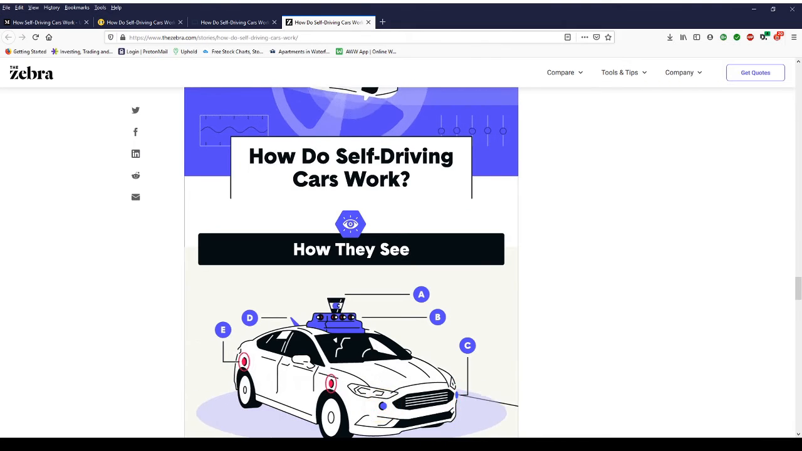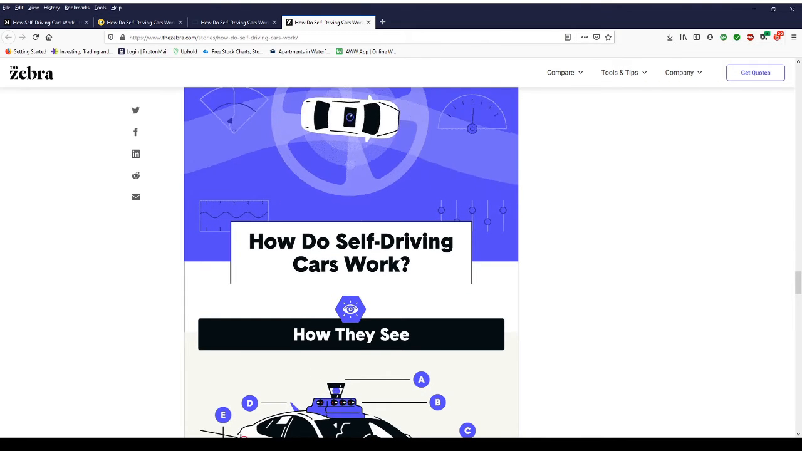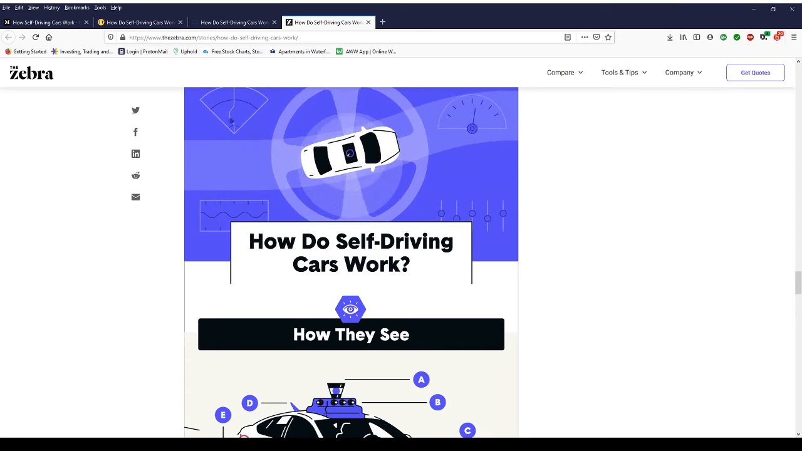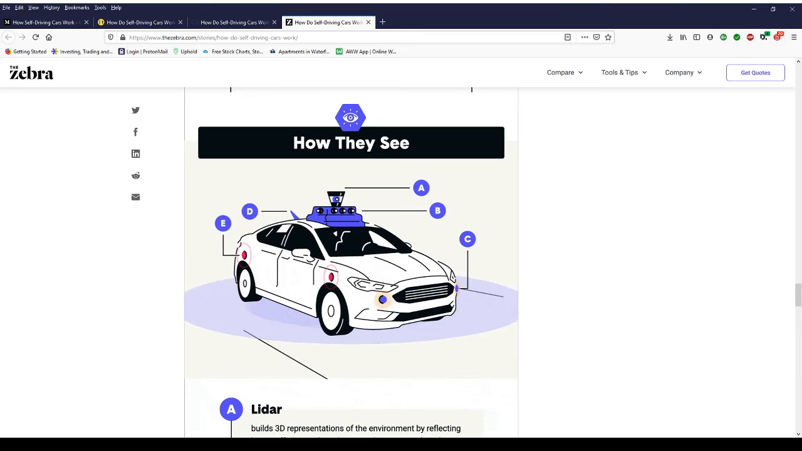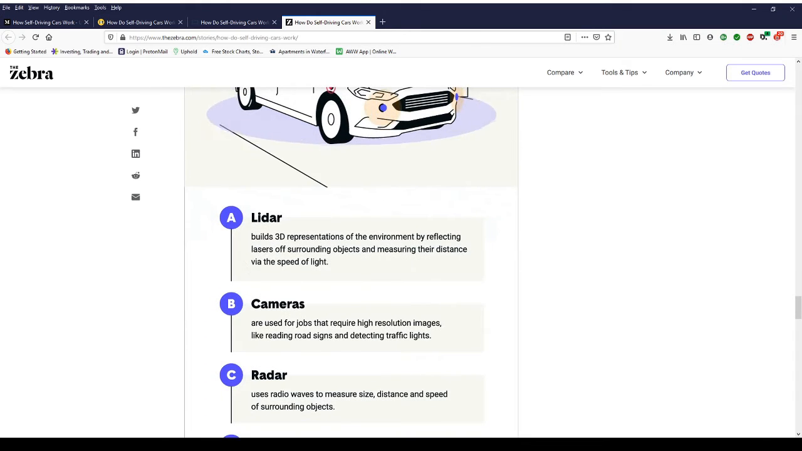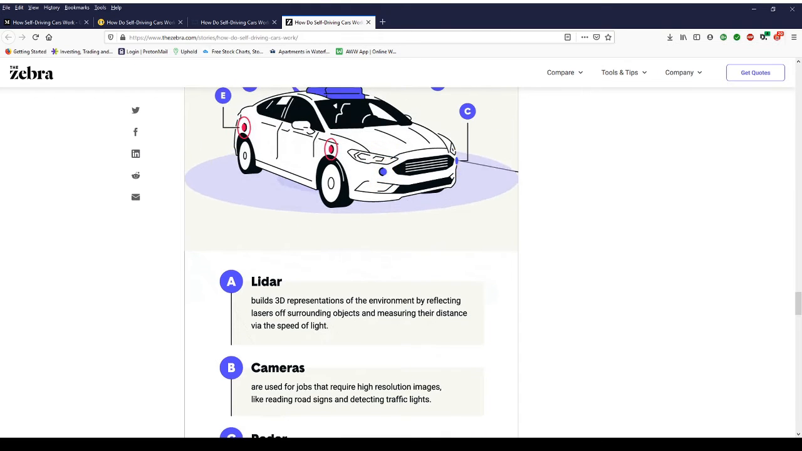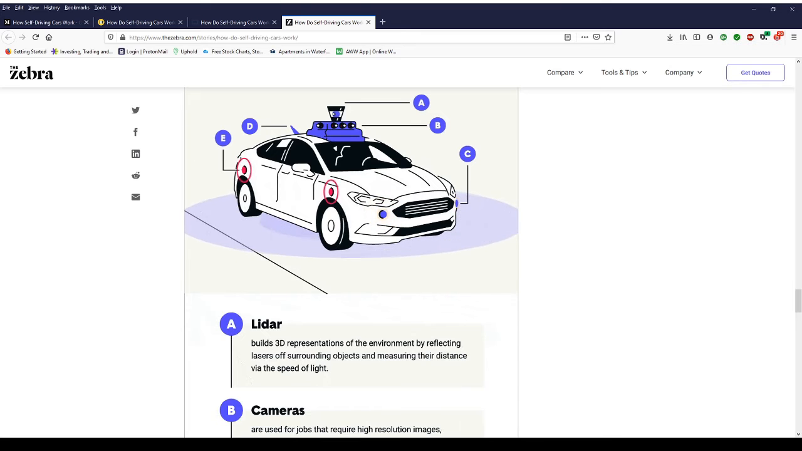Here we have a very nice representation, a very nice explanation of how self-driving cars work. Here we see the most common sensors in a self-driving car. We see A, for example, is LiDAR, which builds 3D representations of the environment by reflecting lasers. That's basically a laser beam that bounces off the objects and bounces back to the sensor, giving you a nice 3D representation of the environment.